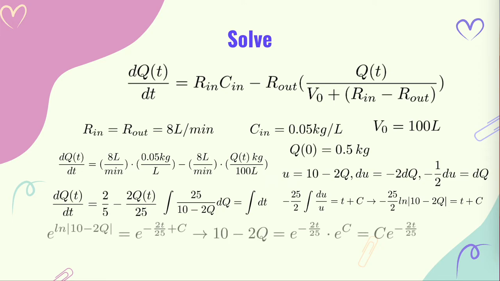From here, what I want to do is multiply both sides by negative 2 divided by 25, so that I just get a natural logarithm by itself on the left-hand side. And then I want to exponentiate both sides.